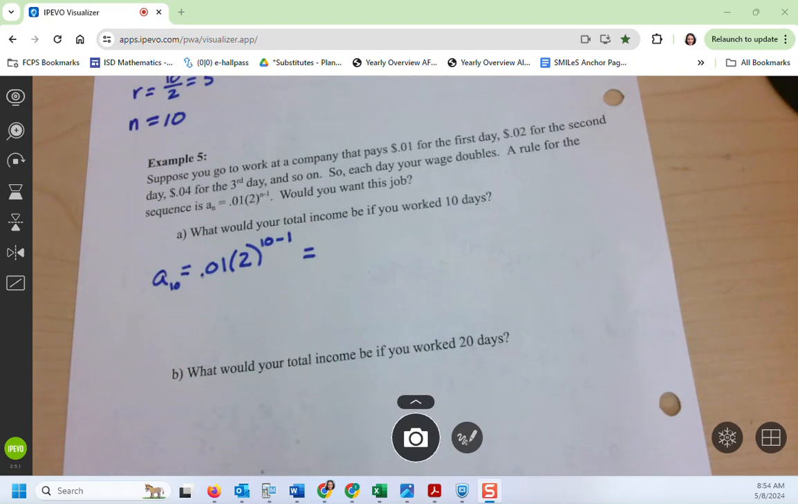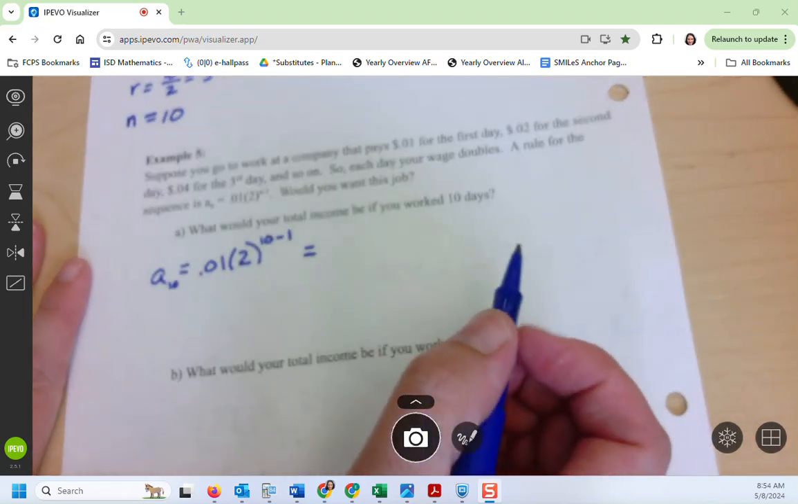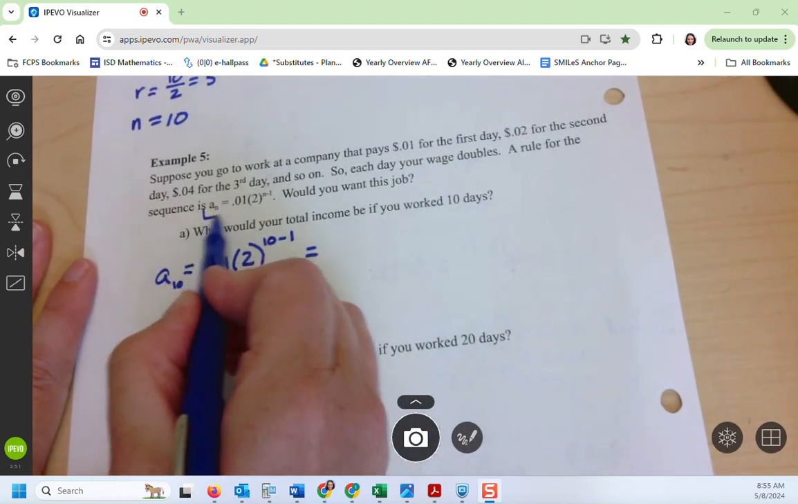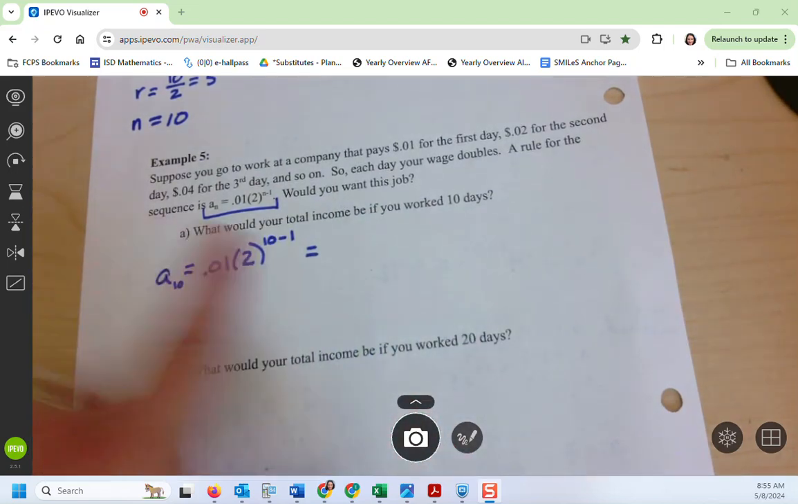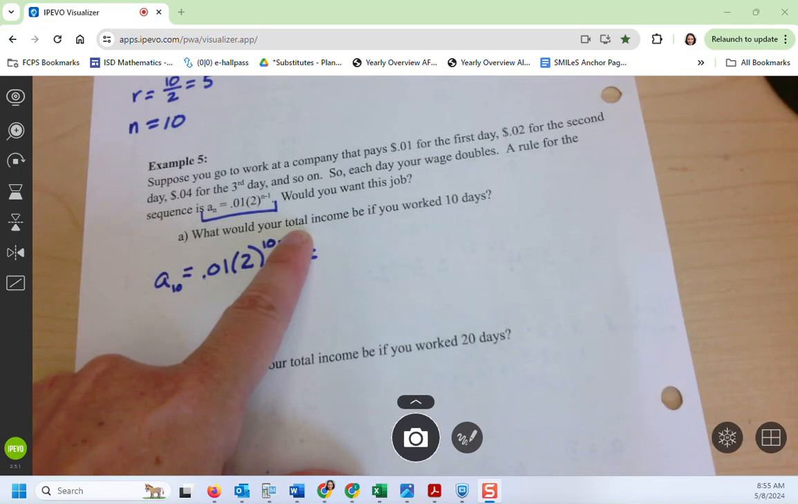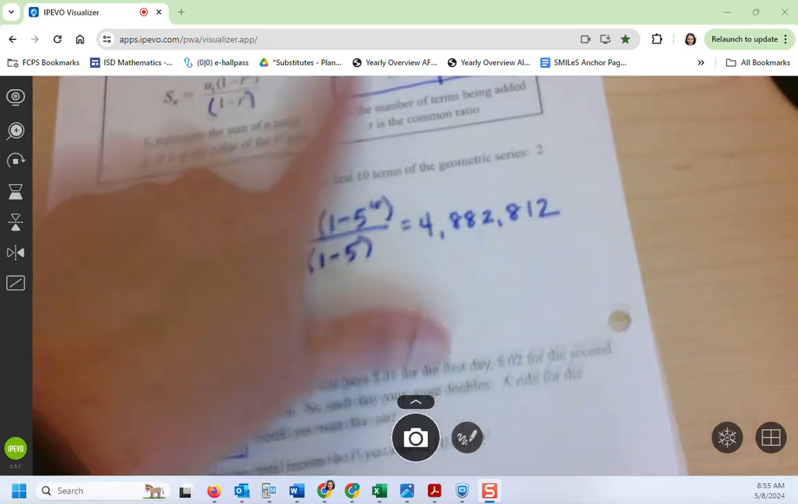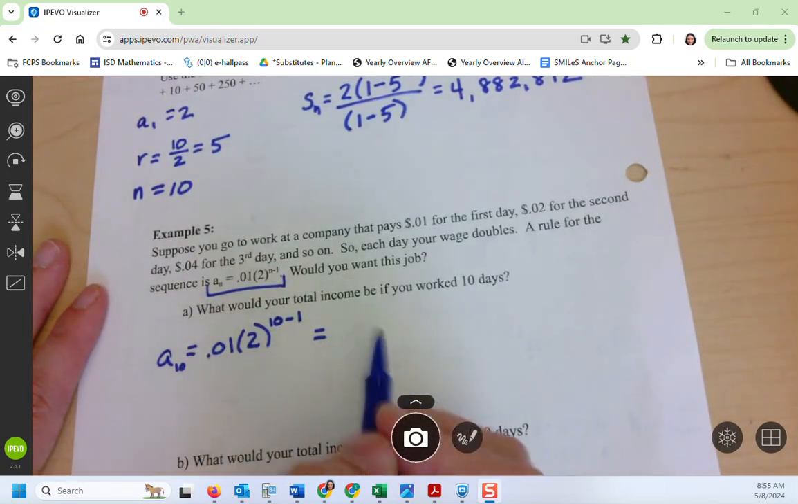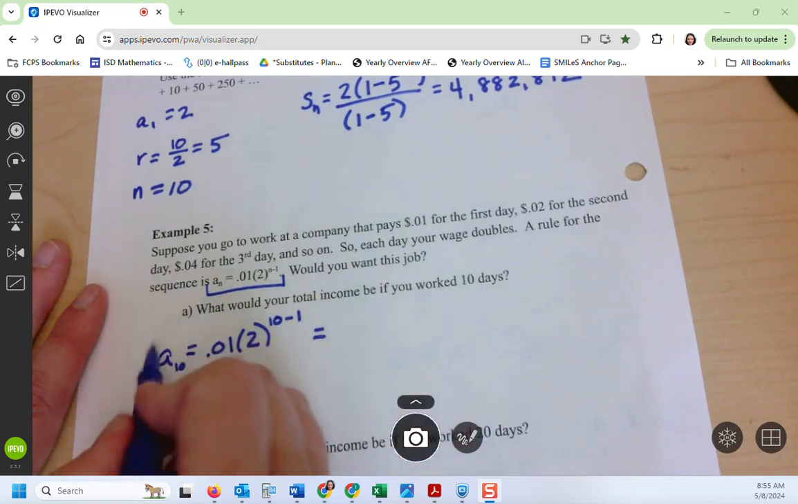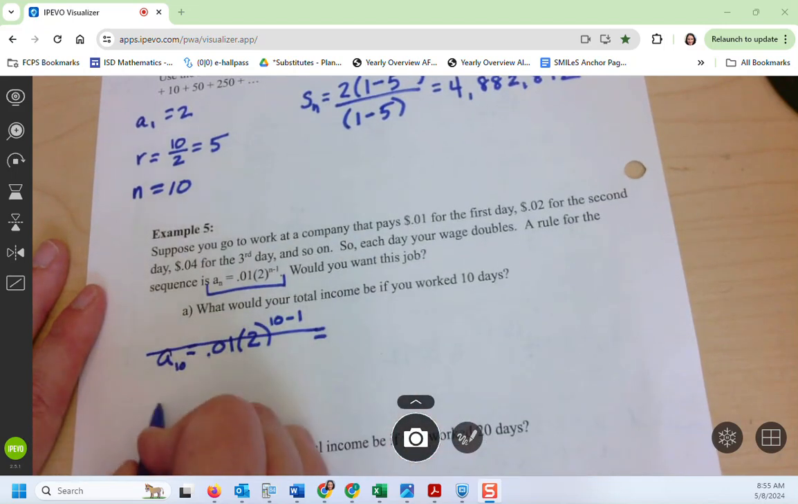Oh, you know what? Guys, I used the wrong formula. I think the reason I used the wrong formula is because it was right here. But what is it asking me to find? What word did I forget to look at? Total. So total means I should be using the sum formula, right? My bad. That would tell me my pay on the 10th day, but that's not what I'm looking for. I'm looking for a sum. So let's do this one.